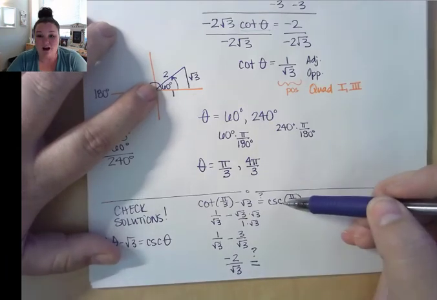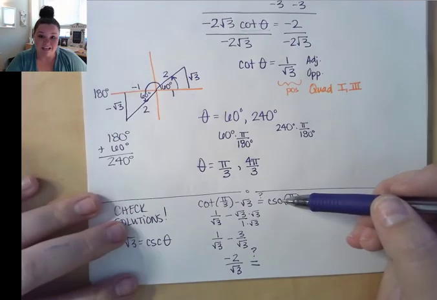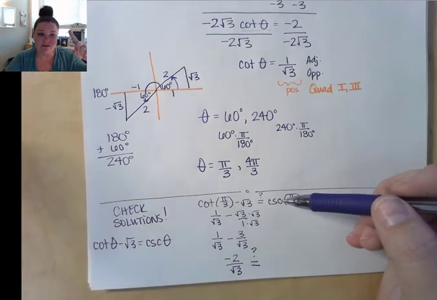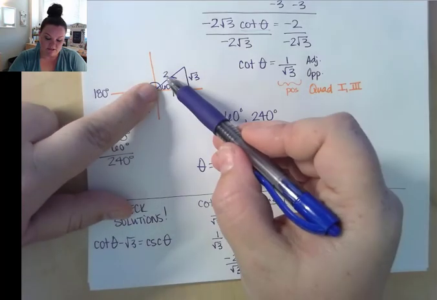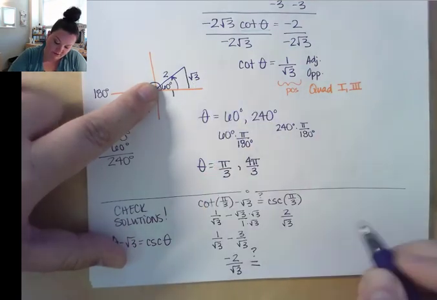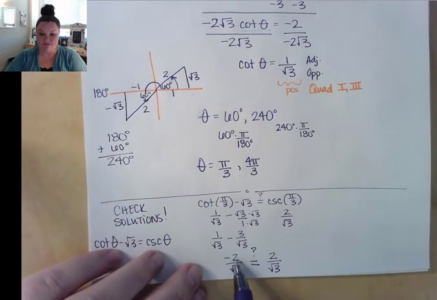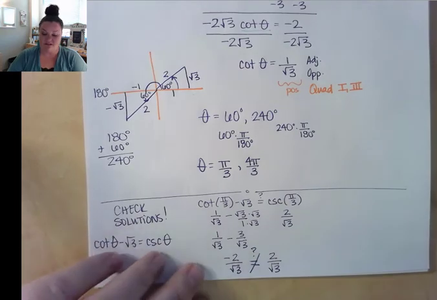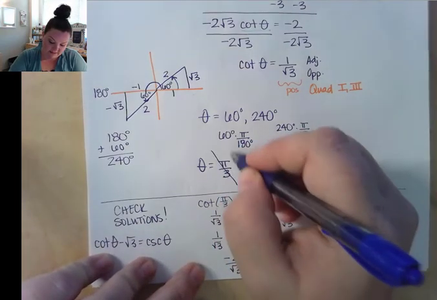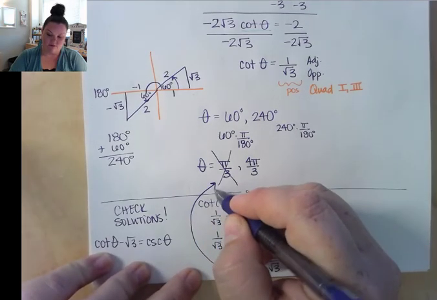So cosecant is the reciprocal of sine. Sine is opposite over hypotenuse. So if we flip that, it's hypotenuse over opposite. So hypotenuse is 2 over opposite, which is square root of 3. So are these two equal? And they're not, right? This is a negative 2 and this is a positive 2. So these are not equal, which tells me that this is not a solution, okay? Which is why I marked it out.